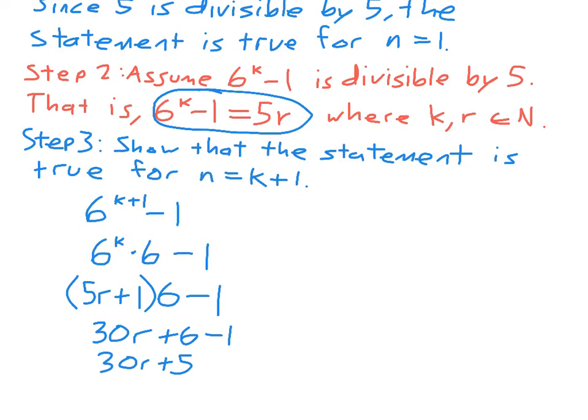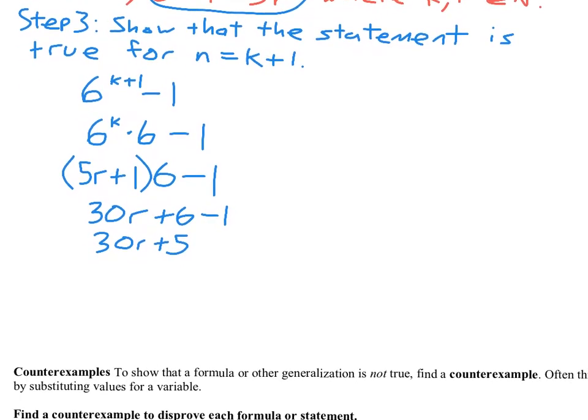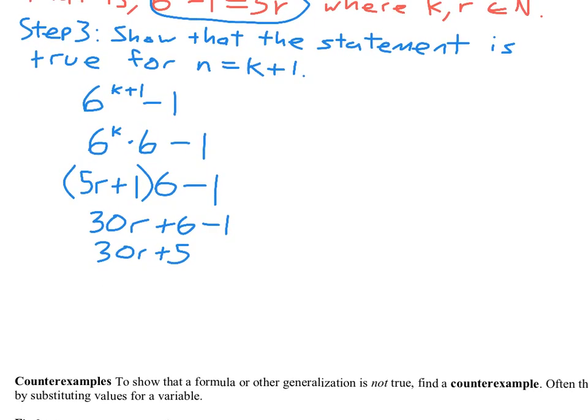We're trying to show that this is divisible by 5. So we should take out a 5. So 5 times 6r plus 1. Okay, and we're pretty much done. Since r is a natural number, 6r plus 1 is a natural number.